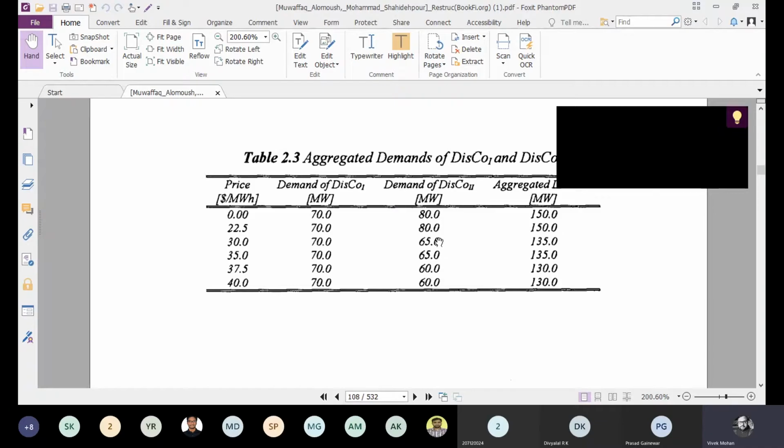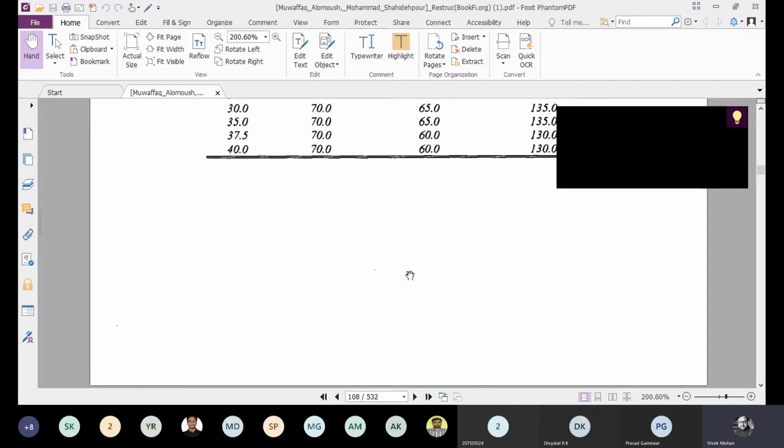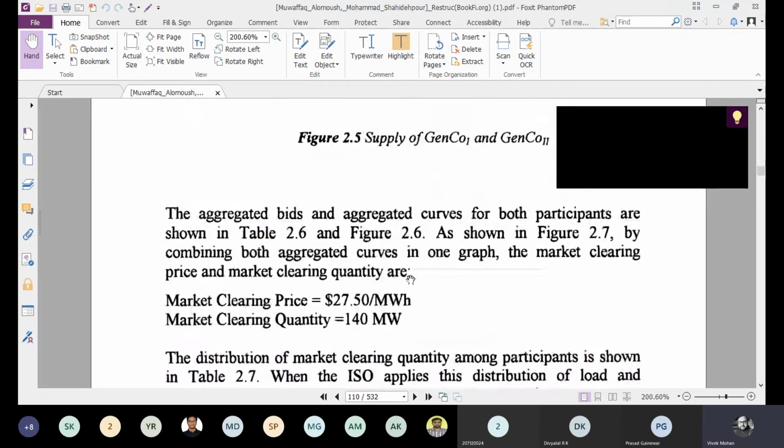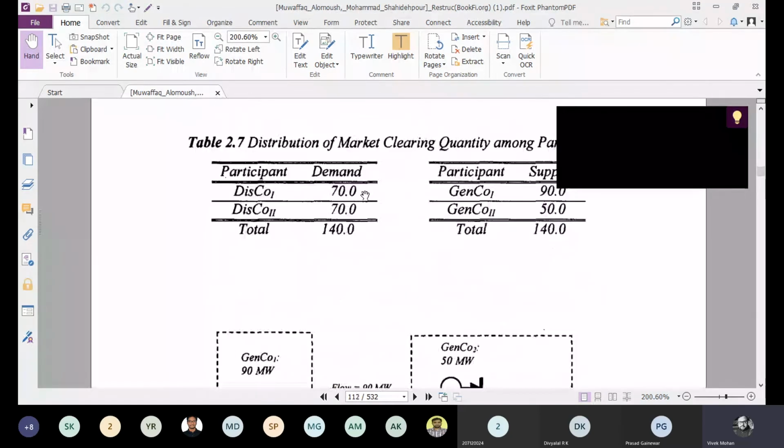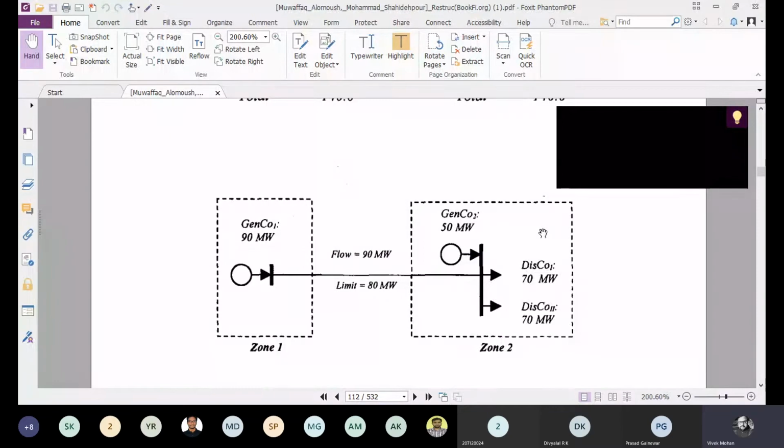70 plus 70 is 140. So you can directly take 140 or you can find it from the slope also. If you have an accurate plot, then you can draw directly from that particular point of price to the quantity, and you will get the demand for the corresponding price for Disco 2. So 70 plus 70. In that case you get both the distribution of demand and distribution of supply. So this is the day ahead schedule.